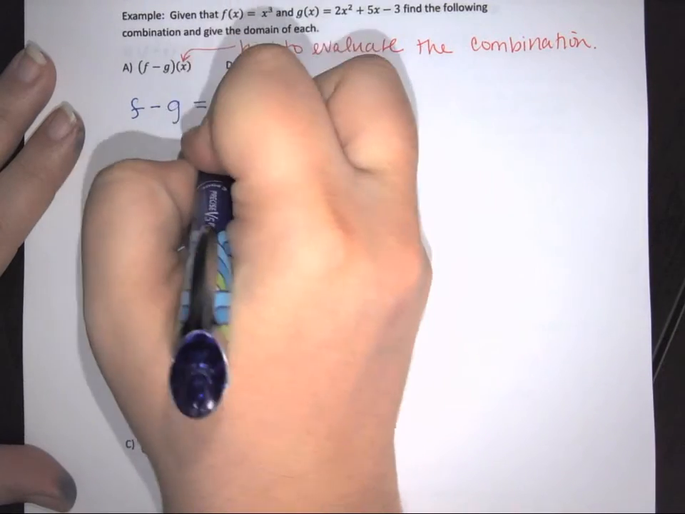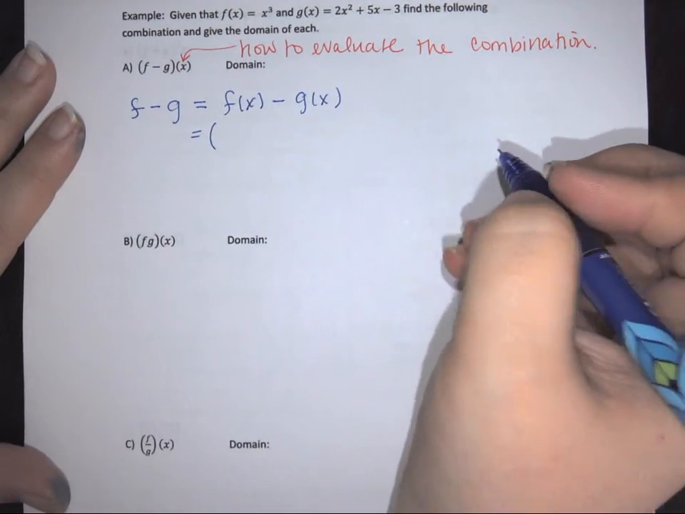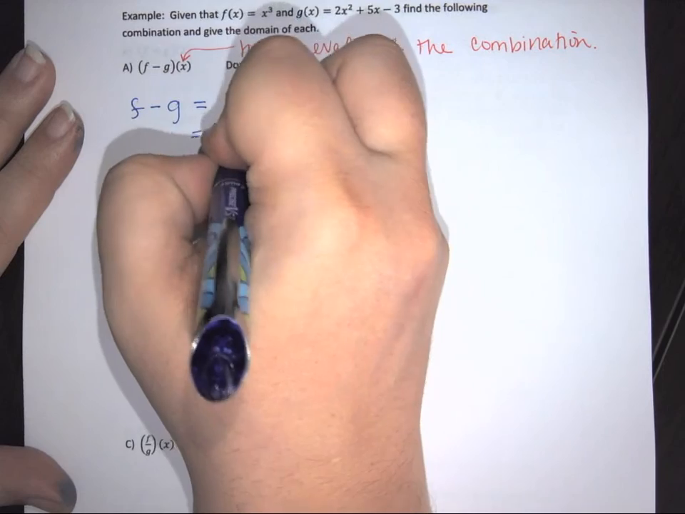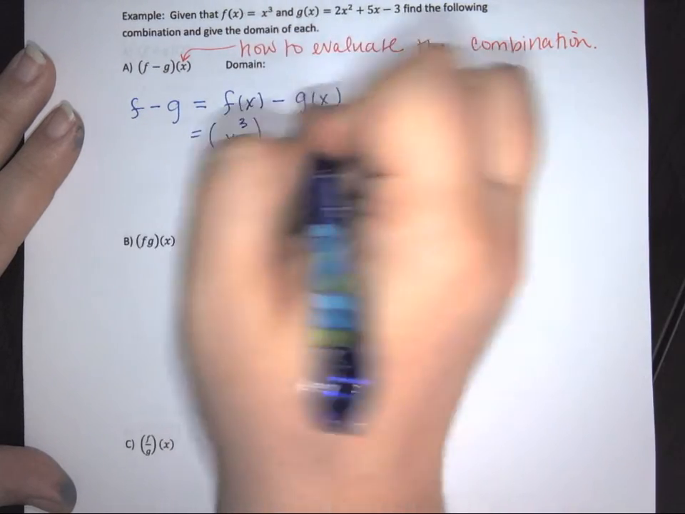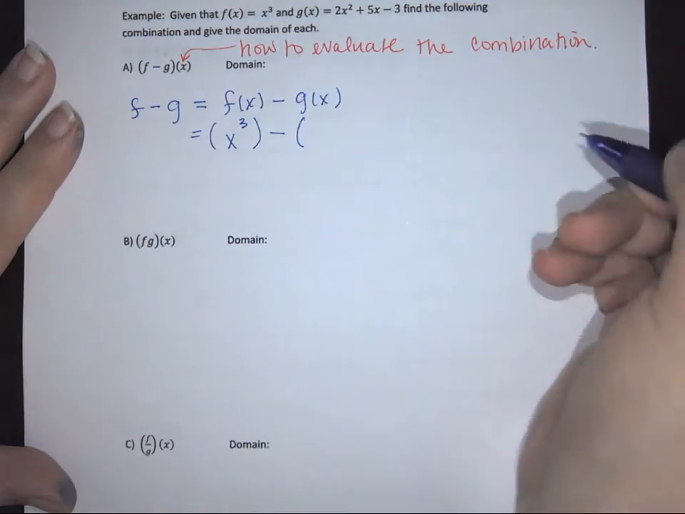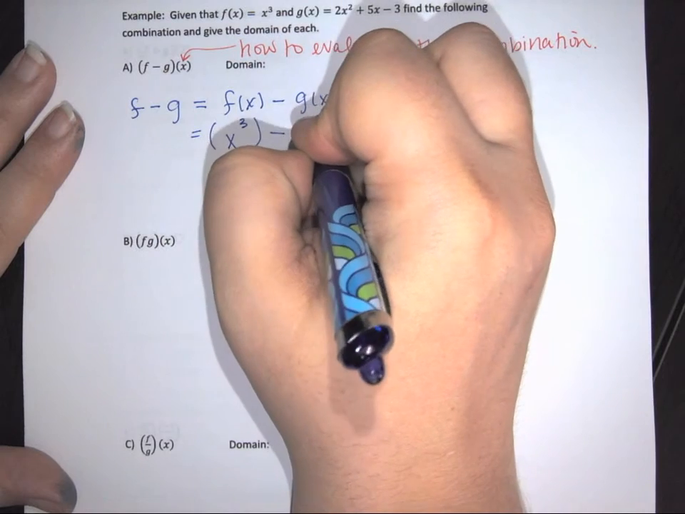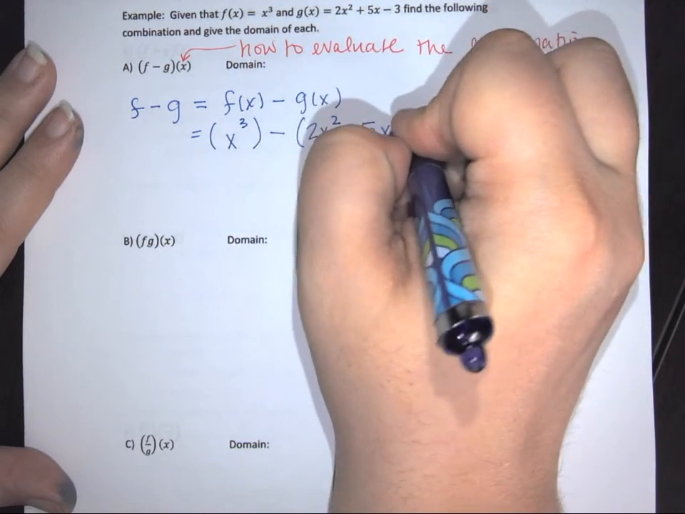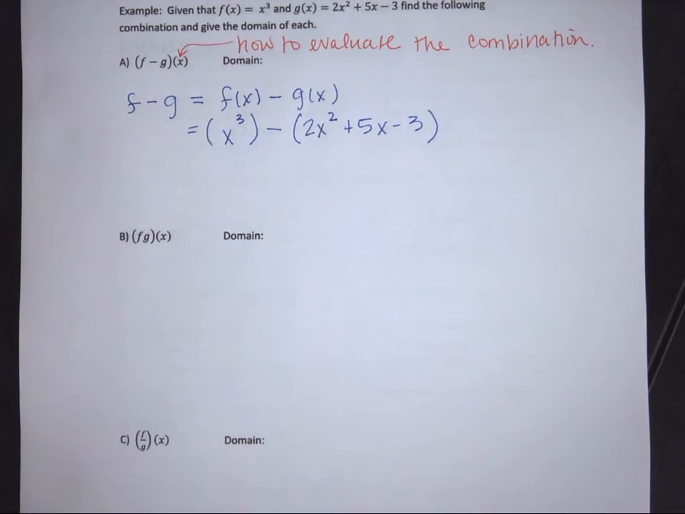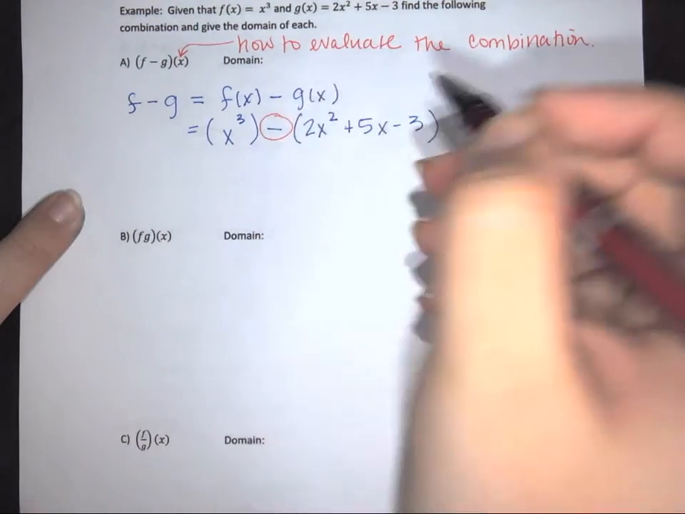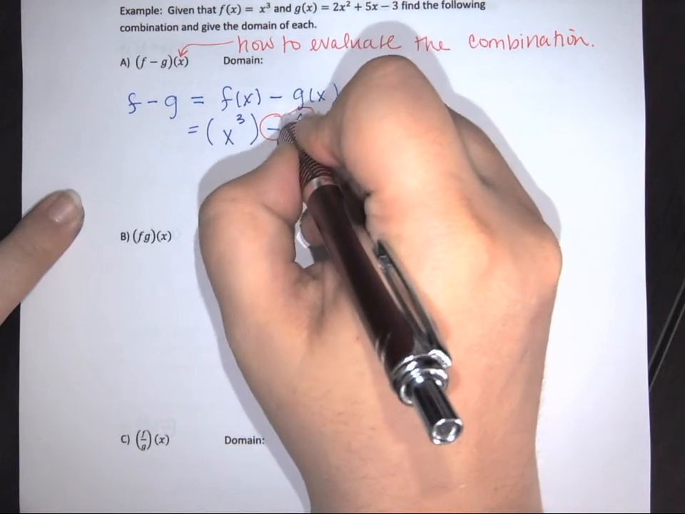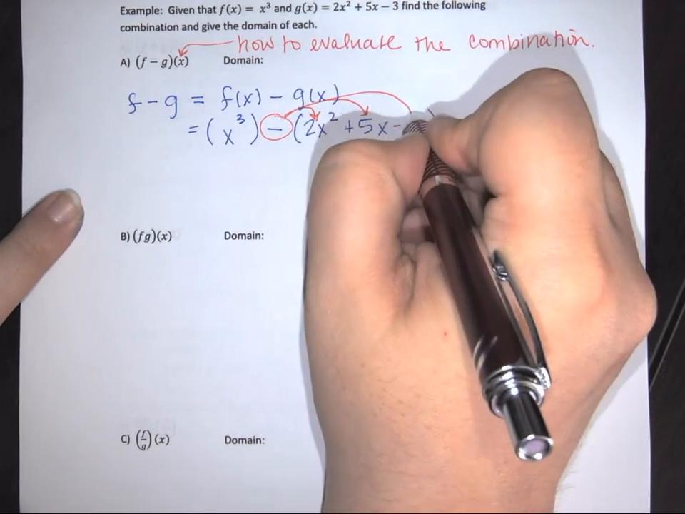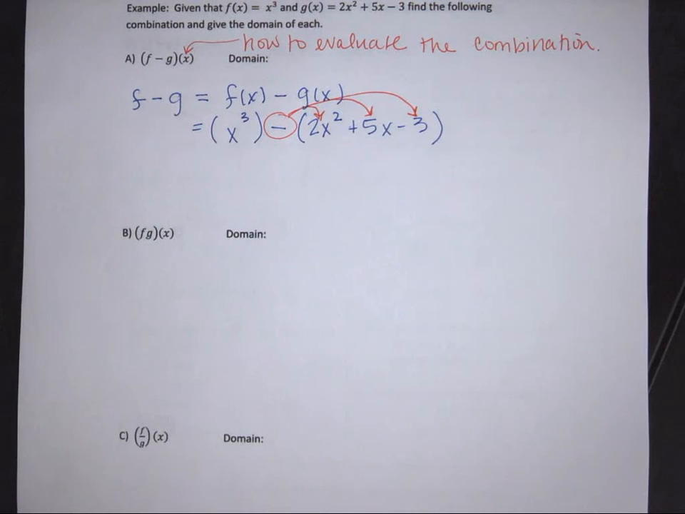So the first thing I would do is put both f and g in their own sets of parentheses. So f was x cubed, and then we're going to subtract away my g of x, which was 2x squared plus 5x minus 3. Now with that, this negative sign, or this subtraction sign here, has to be applied to all three pieces in your parentheses.